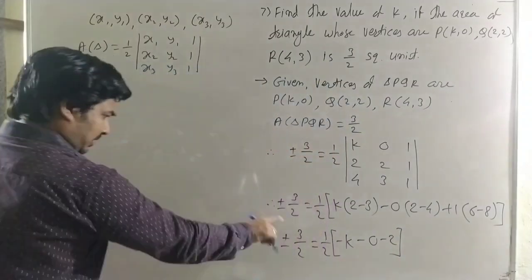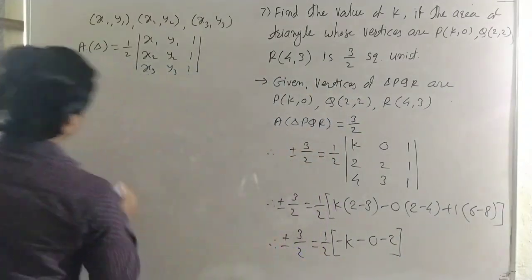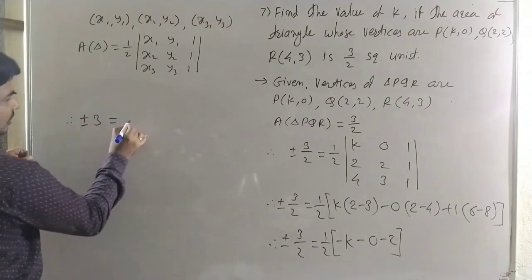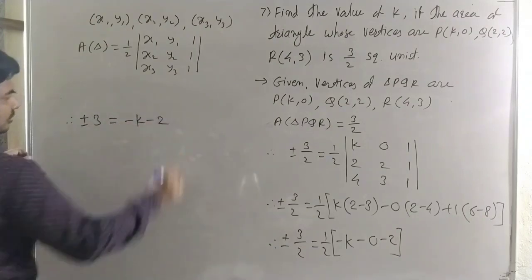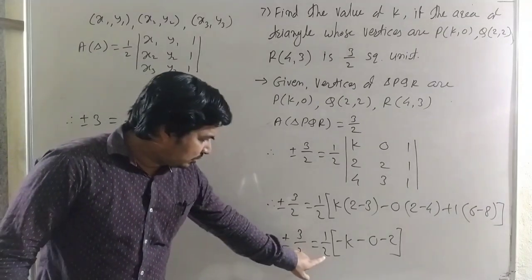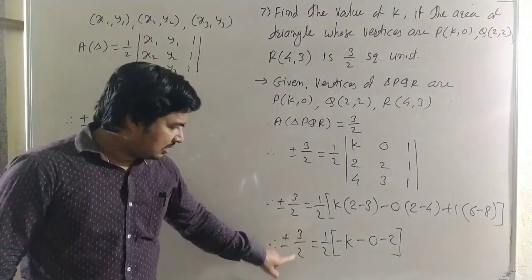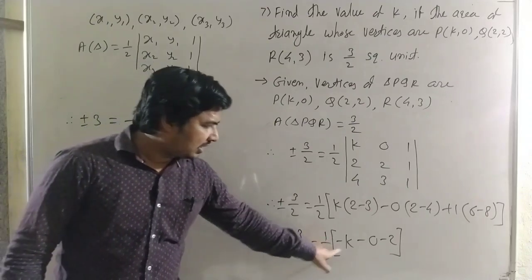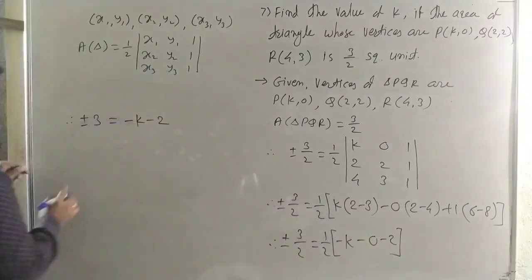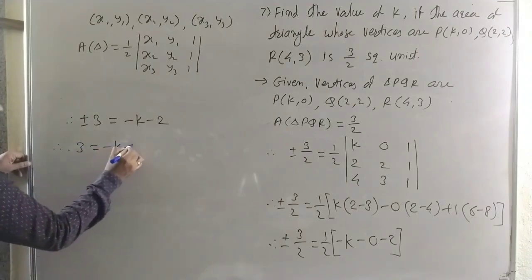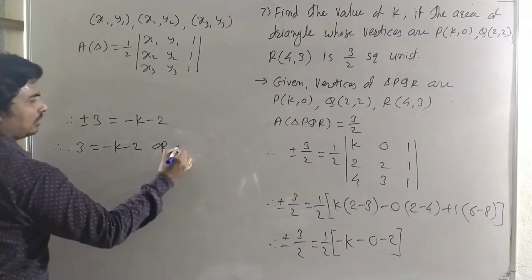Okay. Now this 2 can be written on this side, so we can write plus or minus 3 is equal to minus K minus 2. See carefully, here the 2 can be written on this side, so the 2s get cancelled, remaining only 3 and here minus K minus 2. Therefore plus 3 is equal to minus K minus 2, or minus 3 is equal to minus K minus 2.